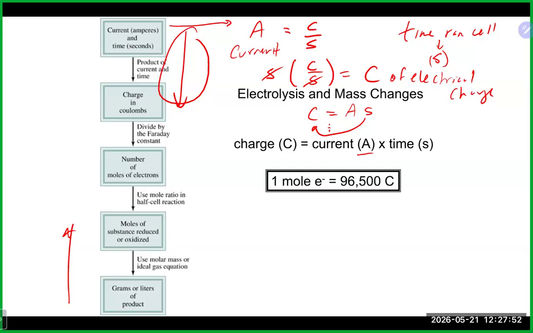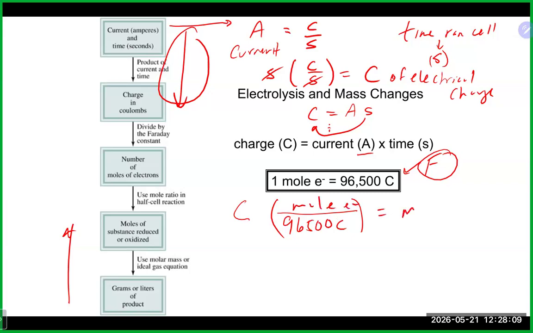Once you have that, we will then use our friend Faraday's constant to go from coulombs of charge to moles of electrons. So you'll divide by 96,500 coulombs per mole of electrons. You will now have moles of electrons. And at this point, this is where the balanced half reactions come into play for the anode side of your electrolysis cell and the cathode side.